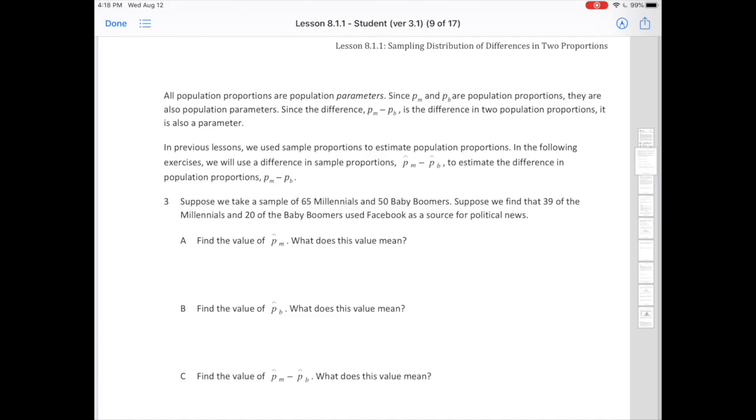So just to talk about that a little bit, before we were using something like PM hat to approximate PM, or PB hat to approximate PB. But now what we're saying is if we want to approximate the difference, PM minus PB, we would just subtract PM hat minus PB hat. Let's look at this in practice.